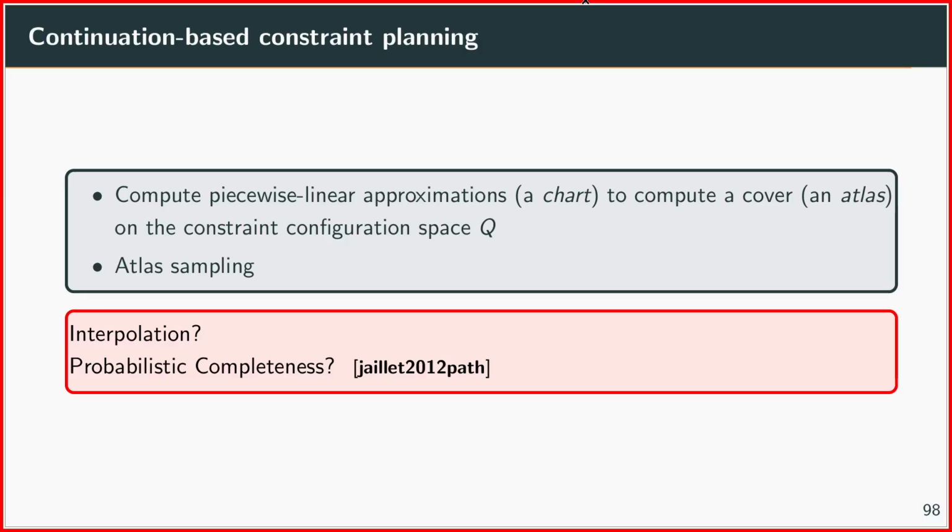So basically you do two things. You build a representation of this constraint configuration space, and then you use this representation to actually do a bit smarter sampling of the space. And again, question, can you do interpolations there? Do you need to do something smarter with interpolation?